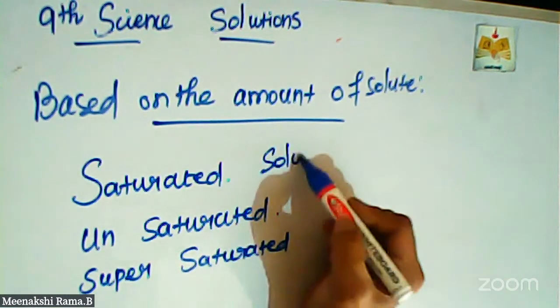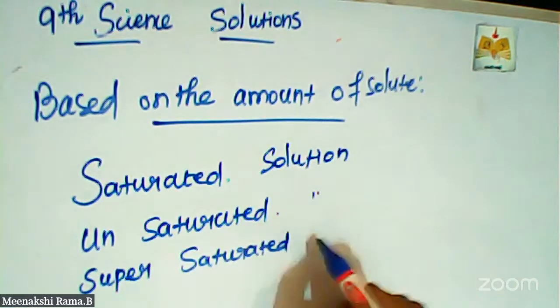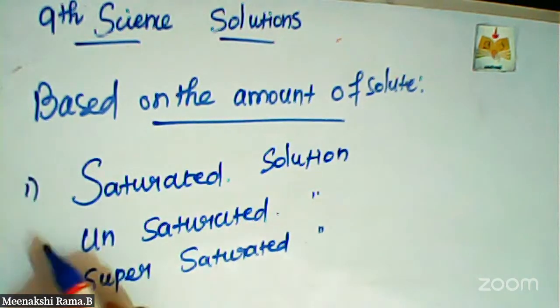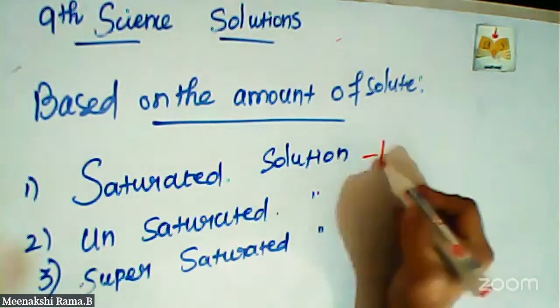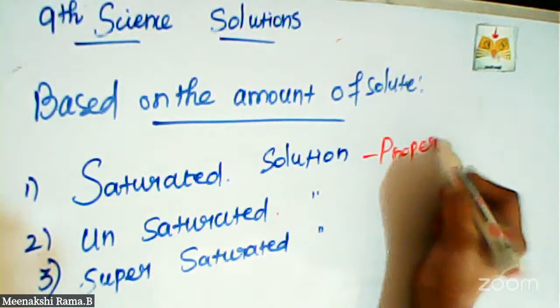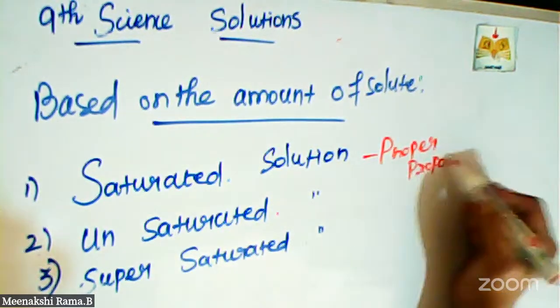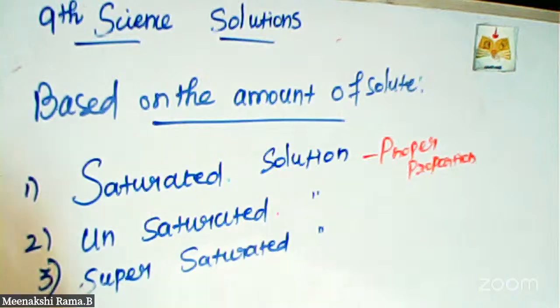So these are the three kinds depending upon the amount of solute: saturated solution, unsaturated solution, and supersaturated solution. A saturated solution means that no more solute can be dissolved in that definite amount of solution. That is the proper percentage, the proper proportion, and that is called a saturated solution.